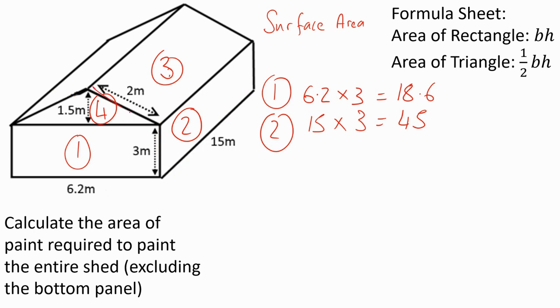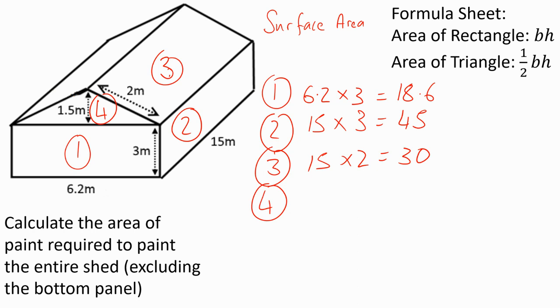For panel 3, I can see it's still a rectangle. And I can see its height, but I'm not sure what its base is at the moment. But I can find the same information somewhere else on my diagram that shows what this length is. Down here is the exact same length. So that's going to be 15. So for panel 3, the base is 15 times 2, the height, and I get 30.